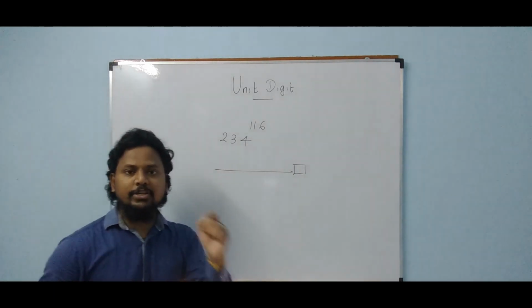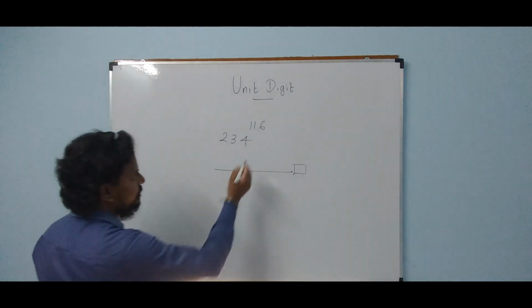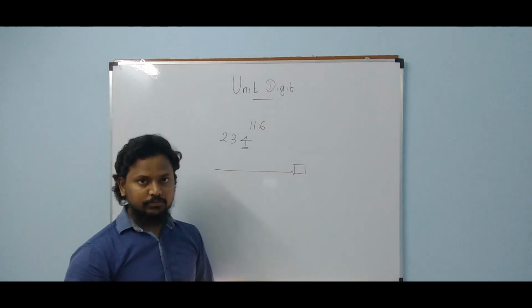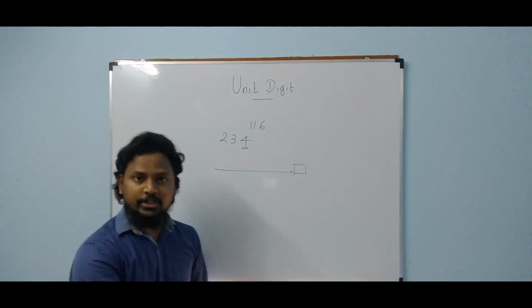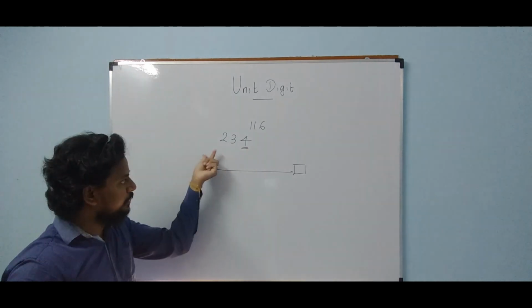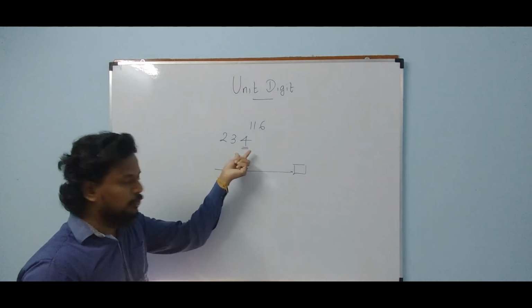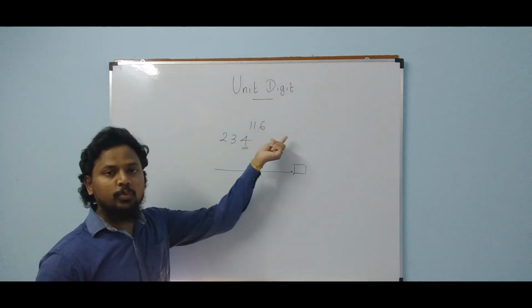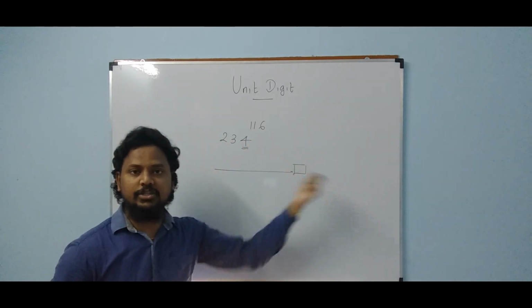In any unit digit problem, the unit digit of the given number is enough to calculate the answer. What is the given number here? 234. What is its unit digit? 4. So, we just want to know 4 power 116, what will be the last digit.